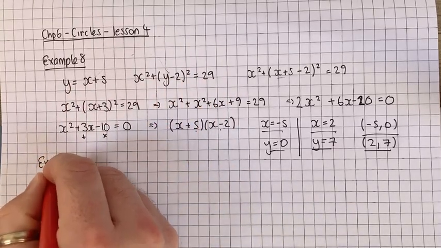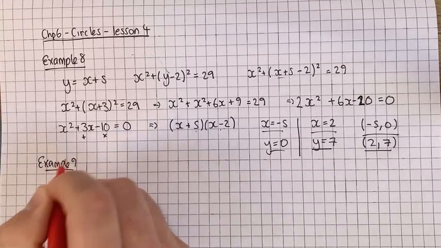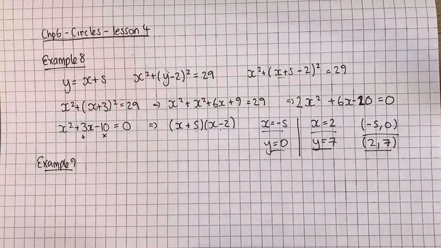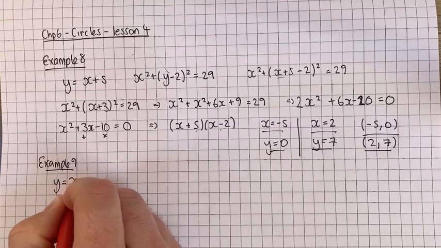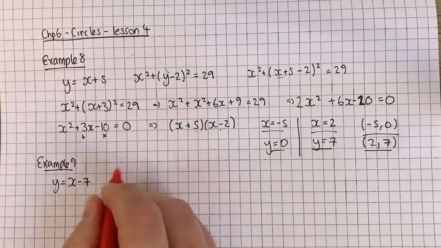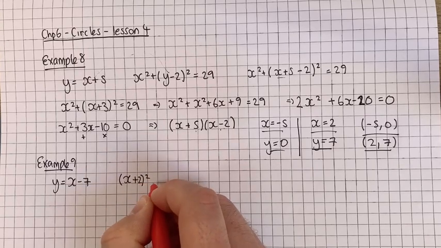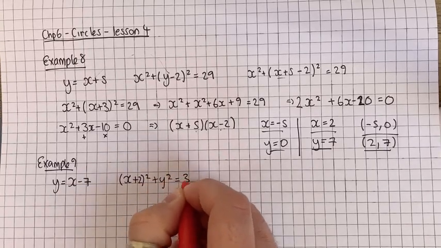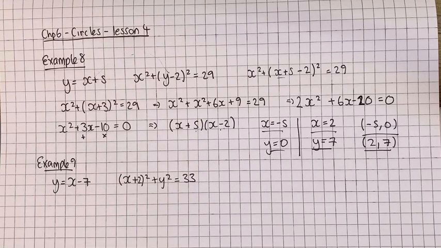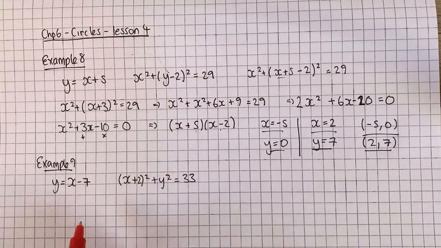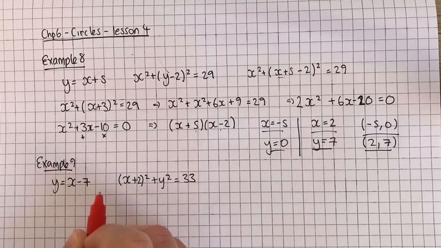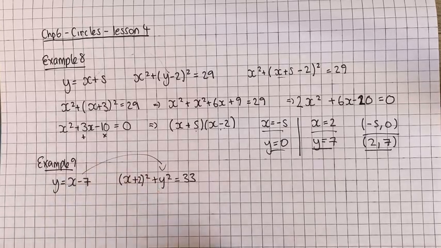Example 9. It says, show that the line y equals x take away 7 does not meet the circle (x plus 2) squared plus y squared equals 33. We're going to start off to show they don't meet by trying to find the points where they meet and proving there's no solution. Exactly the same method as before. The y value is going to go in here.